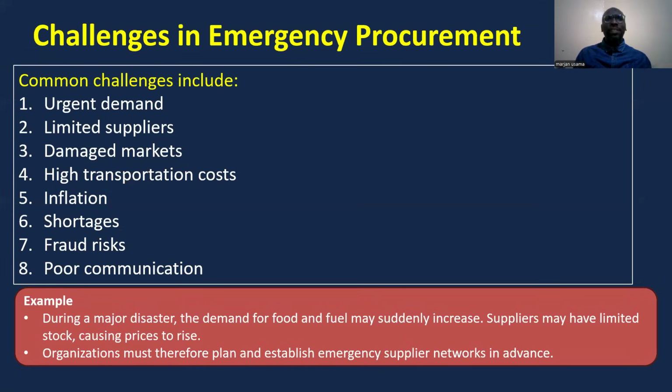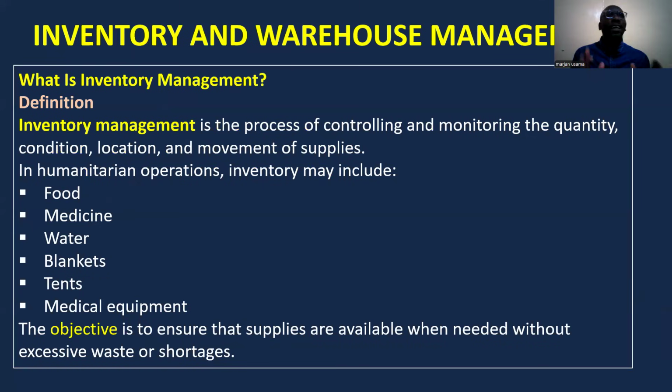It's also expensive sometimes. Inflation. التضخم. Inflation means that the prices of the supplies are very high. Then shortages, هناك النقص, sometimes you cannot get enough. Then fraud, الغش والفساد sometimes, you know. Then poor communication. Poor communication can also affect emergency procurement.